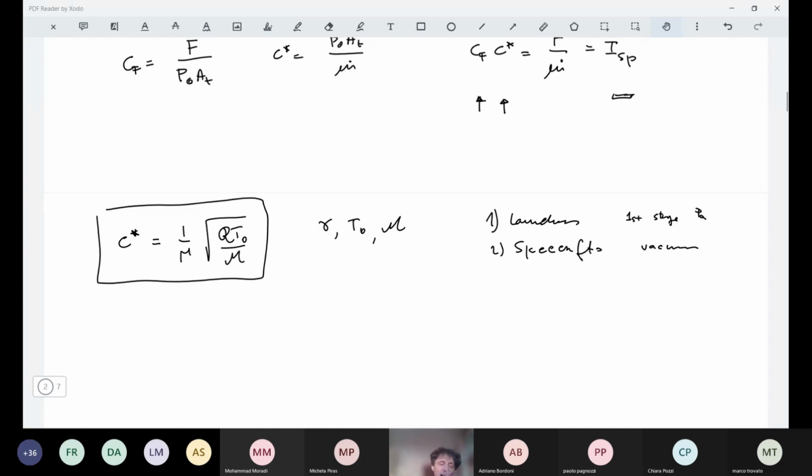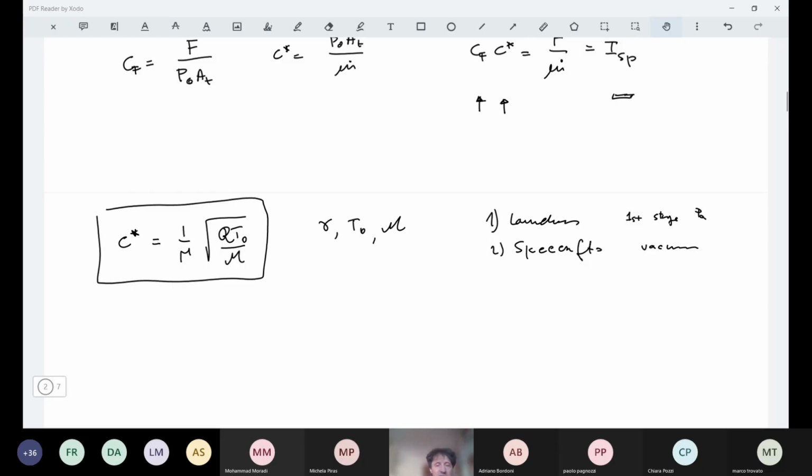In the launcher's application, we have to precise something: if we consider a constant chamber pressure, we cannot imagine something which is always adapted. There can be a single instant of adaptation, and then in all other conditions, if ambient pressure is changing because of the rocket motion, there will never be exactly the same adapted conditions. If we are in vacuum, as for the upper stages of spacecraft, our ambient pressure is more or less zero.